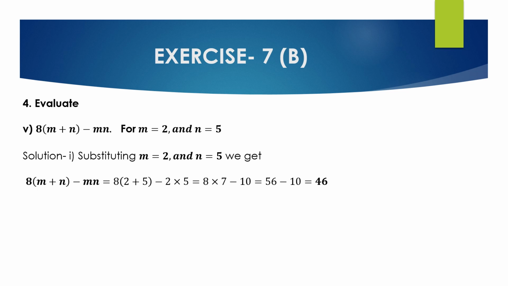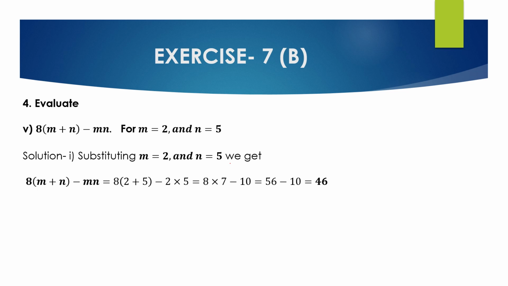Now we evaluate the expression of fifth bit. Fifth bit is 8 multiplied with (m plus n) minus mn for m equal to 2 and n equal to 5. Substitute the value of the variable m equal to 2 and n equal to 5 in the expression 8 multiplied with (m plus n) minus mn.